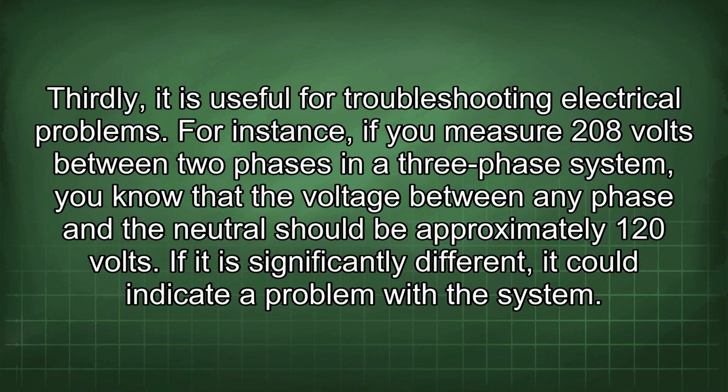For instance, if you measure 208 volts between two phases in a three-phase system, you know that the voltage between any phase and the neutral should be approximately 120 volts. If it is significantly different, it could indicate a problem with the system.